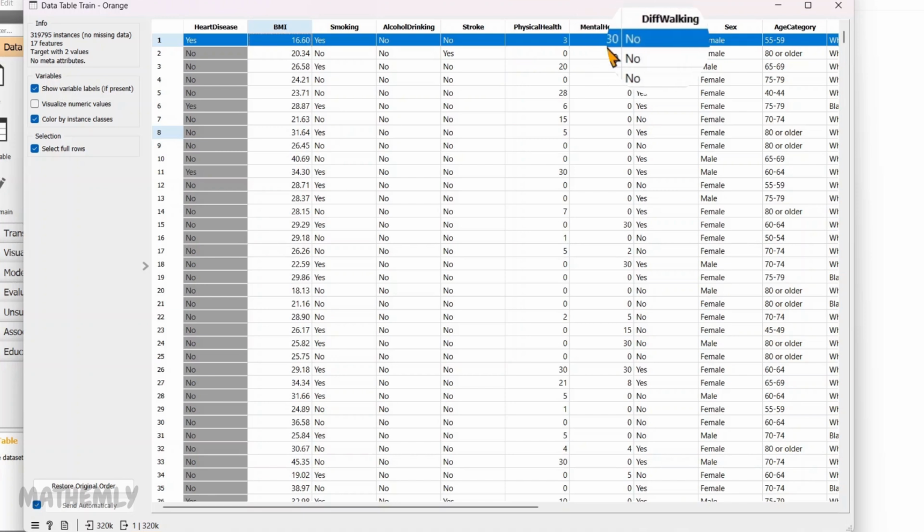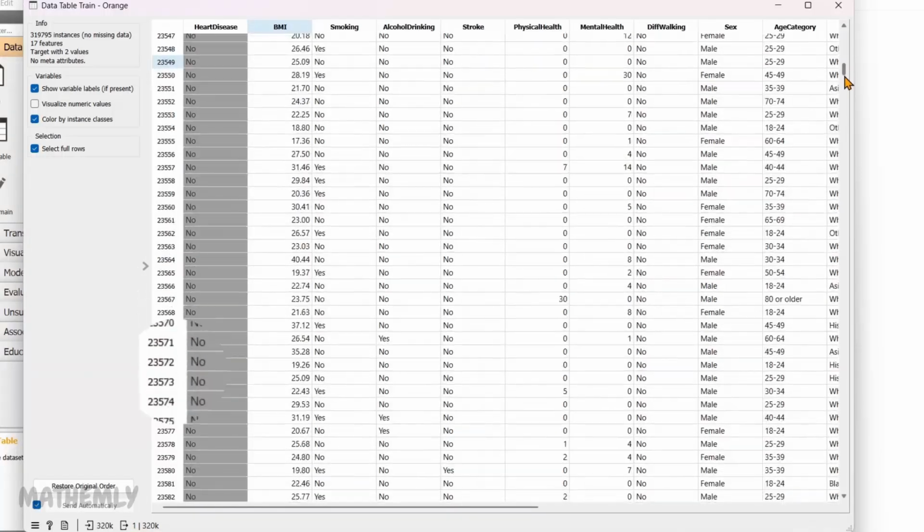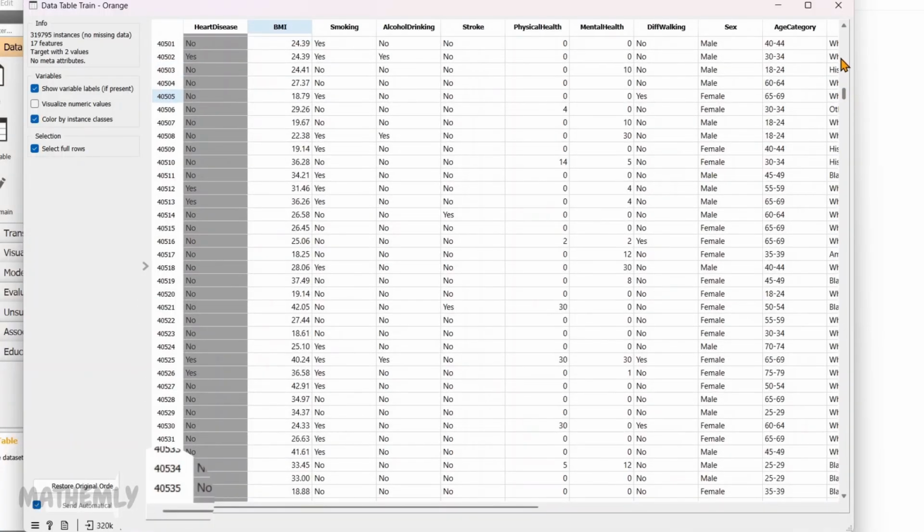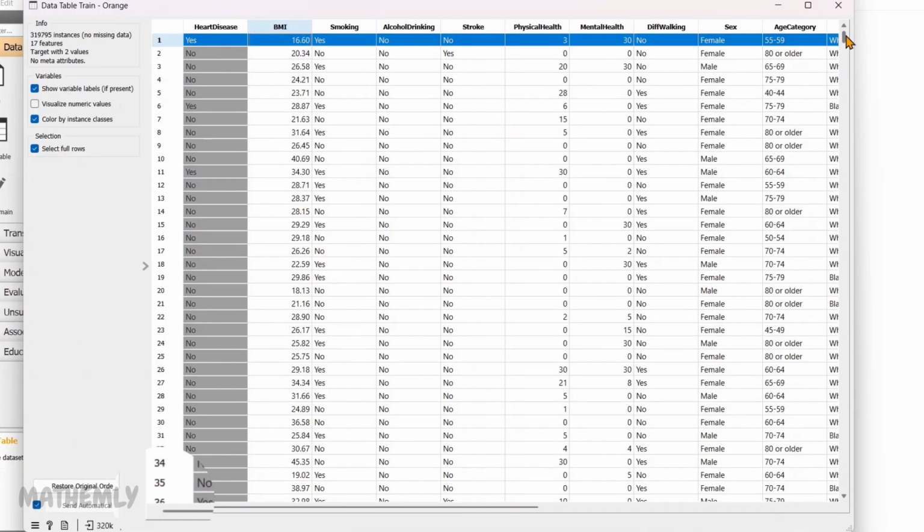The individual is a female. And there are many other metrics. The target column, heart disease, is marked as yes, meaning this person has been diagnosed with heart disease. This dataset contains thousands of similar records, helping us analyze how factors such as BMI, smoking, physical activity, mental health, and other metrics contribute to the risk of heart disease.